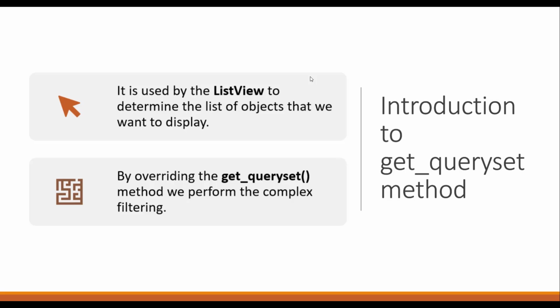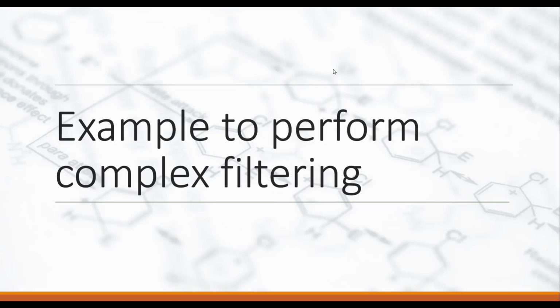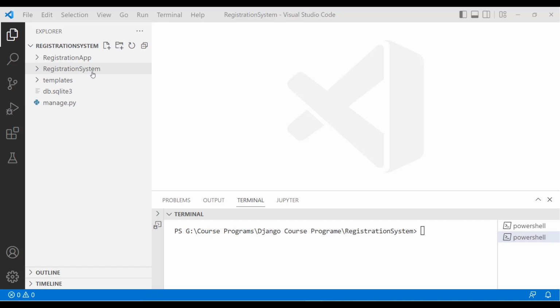So now we are going to override the get_queryset method to perform the complex filtering and in return we will get the filtered queryset. So let's see an example to perform the complex filtering. Here I create a Django project with the name registration system and an app inside it with the name registration app.